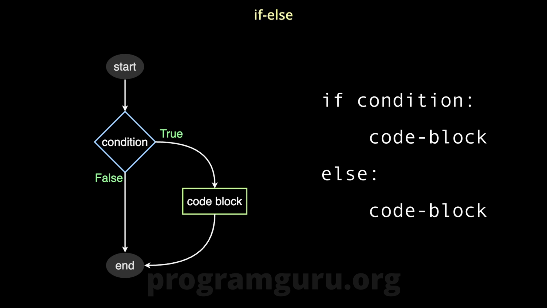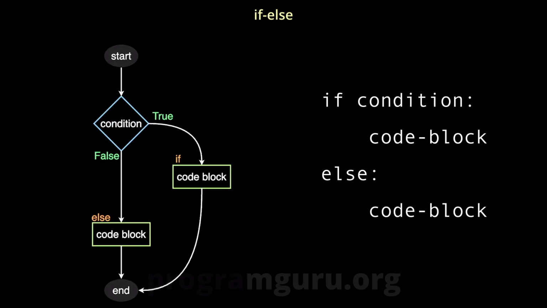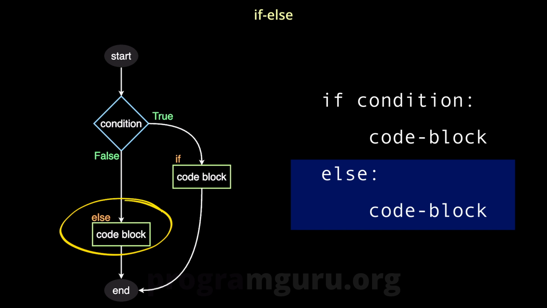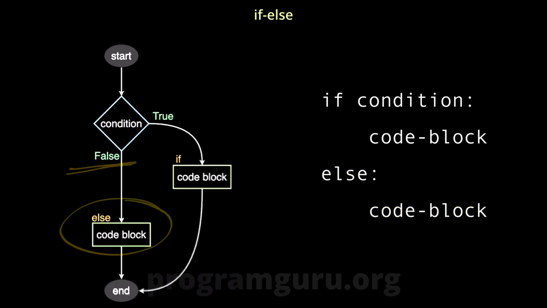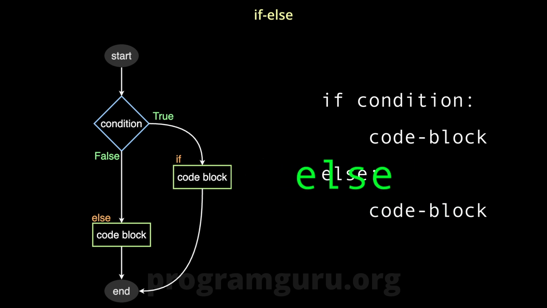But we have an extension to the if statement where we can have another code block to execute when the condition is false. The syntax for else block starts with else keyword followed by colon symbol. Inside the else, there is a code block with indentation. Please note that if and else are at the same level of indentation and the blocks inside them are at same level of indentation.